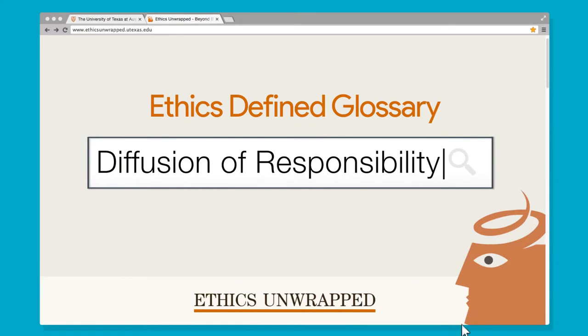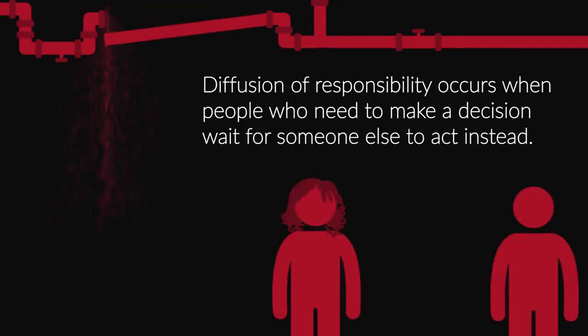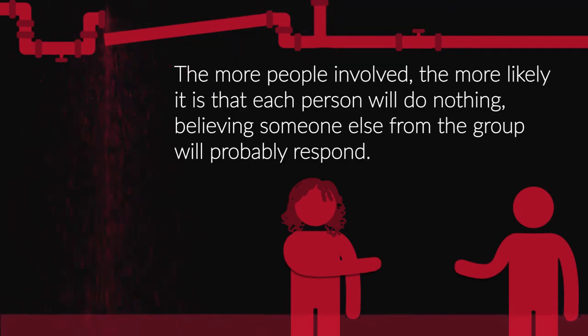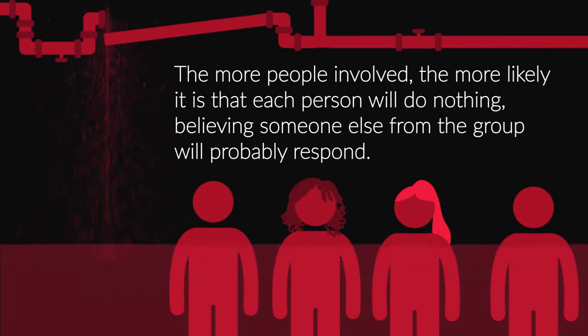Diffusion of responsibility. Diffusion of responsibility occurs when people who need to make a decision wait for someone else to act instead. The more people involved, the more likely it is that each person will do nothing, believing someone else from the group will probably respond.